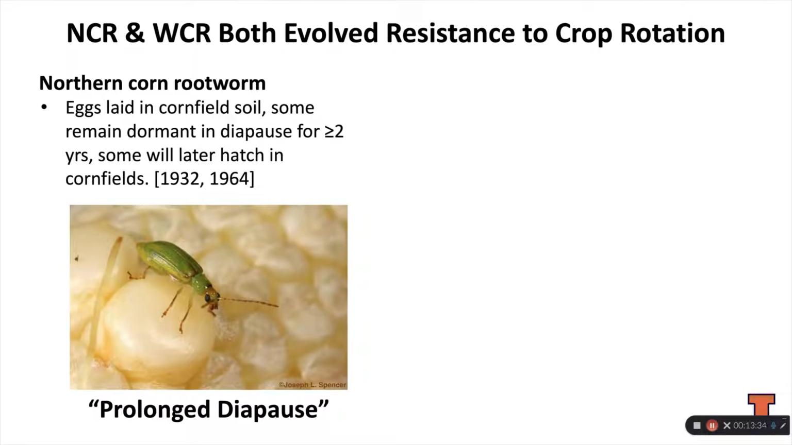The northern corn rootworm used its variability in egg hatch to evolve an adaptation where some of the eggs remain dormant in the soil in diapause for more than 2 years. This allows these eggs to be dormant during the period when soybeans are planted in a field and only hatch when the corn is growing in the field again. We call this prolonged diapause.